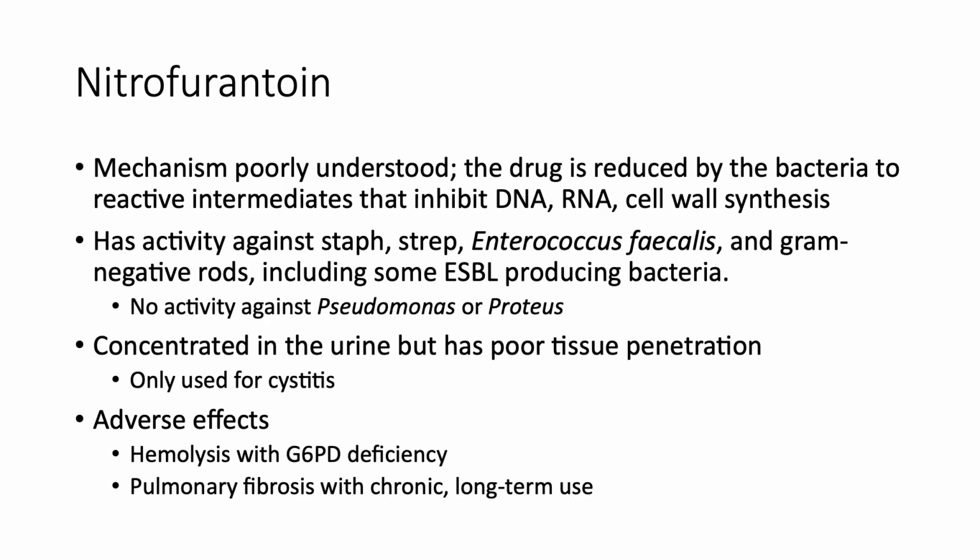Nitrofurantoin is an antibiotic that we don't fully understand the mechanism, but it inhibits DNA, RNA, and cell wall synthesis. It has activity against staph, strep, enterococcus, and gram-negative rods, including some ESBL-producing bacteria, but has no activity against Pseudomonas or Proteus. It's concentrated in the urine, but it has very poor tissue penetration. So it's really only used for cystitis or bladder infections. It's not going to get to the other tissues. So really, this is the only time we use nitrofurantoin is for urinary tract infections.